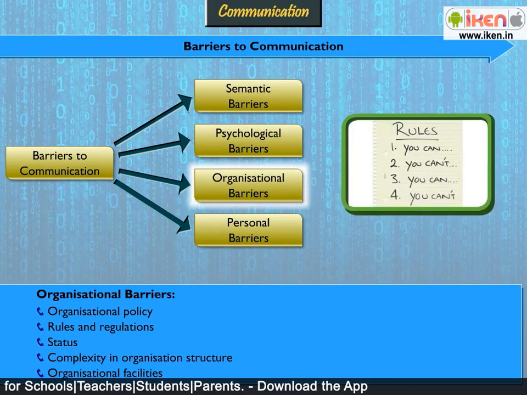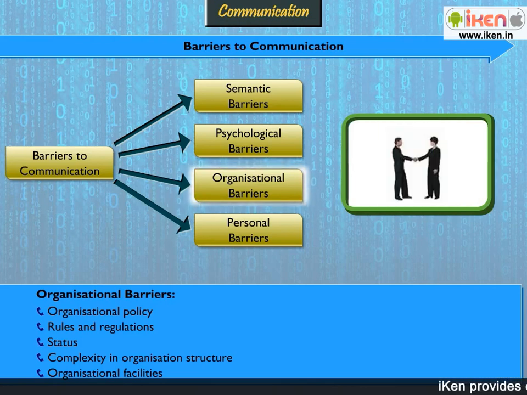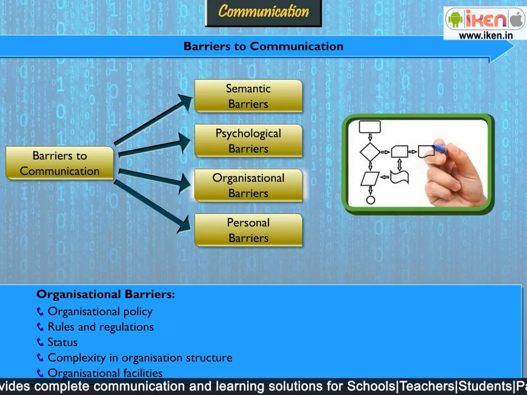Organizational barriers. Communication in an organization may be hampered if an organizational policy is not supportive to free flow of communication due to rigid rules and cumbersome procedures in an organization, due to psychological distance between a superior and his subordinates, if the organizational structure is complex, due to the lack of facilities like frequent meetings, suggestion box, complaint box, social and cultural gathering, transparency in operations, etc.